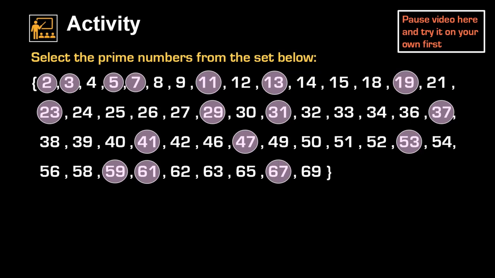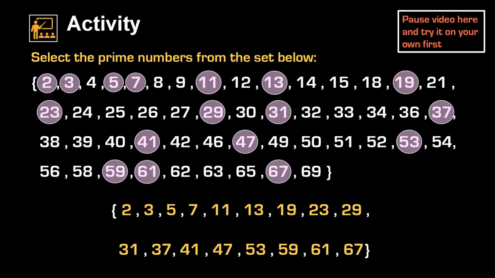What I've done also is just to list it at the bottom. So the prime numbers here we've got 2, 3, 5, 7, 11, 13, 19, 23, 29, 31, 37, 41, 47, 53, 59, 61 and 67.